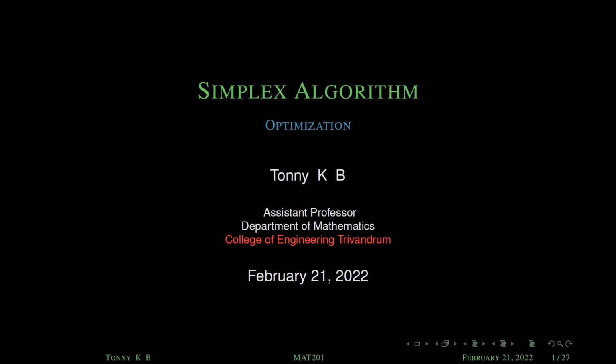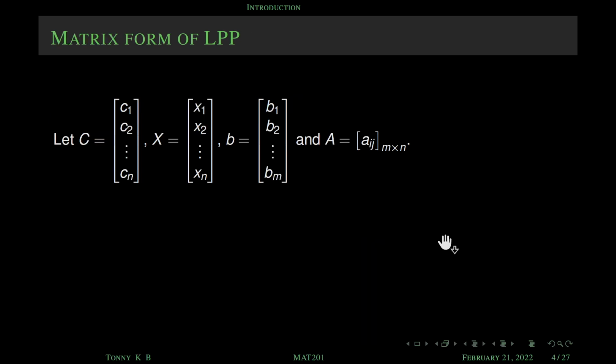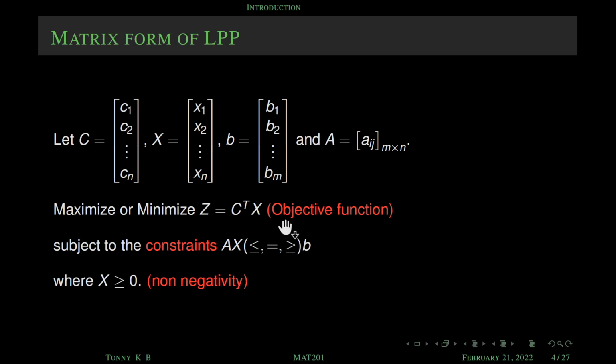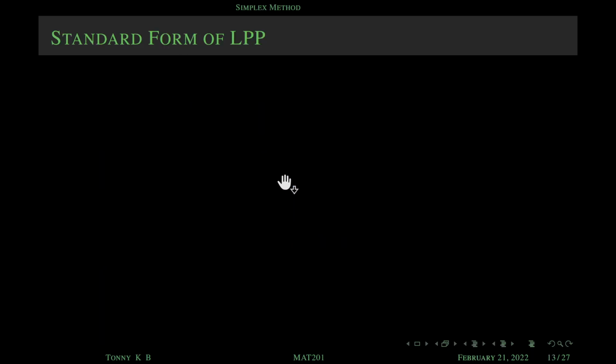Namaskaram. In this session, we will discuss the simplest algorithm for solving a linear programming problem. We know that this is the general form of LPP and this is the matrix notation of LPP. Also, we have seen that if the number of variables is 2, then we can solve an LPP using the graphical method. If the number of variables is greater than 2, we cannot use the graphical method. So there is an algorithm called the simplex algorithm.